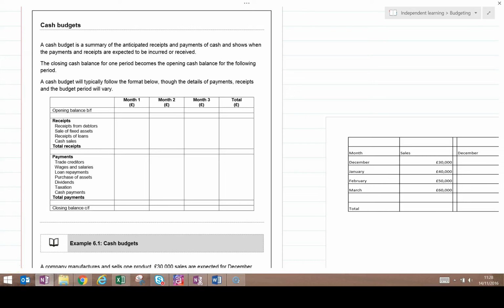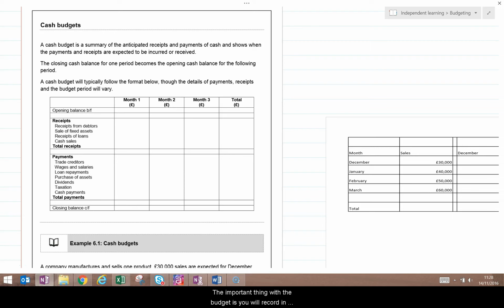Welcome back. Now that you've had the introduction to budgets, we're going to look more closely at how you prepare budgets, and we're going to start with the cash budget. Now, a cash budget will record the anticipated receipts and payments of cash. Remember, a budget is looking to the future, which is why it's anticipated.